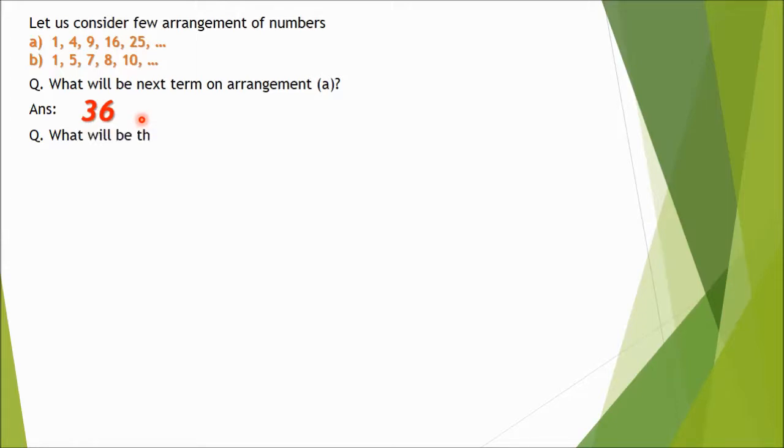What will be the next term in arrangement B? Now you have to guess the next term in arrangement B. The arrangement is 1, 5, 7, 8, and 10. What will be the next term? As you easily guessed the next term in arrangement A, as it is 36, what will be the next term in arrangement B? If you have an answer, check whether it is correct or not.